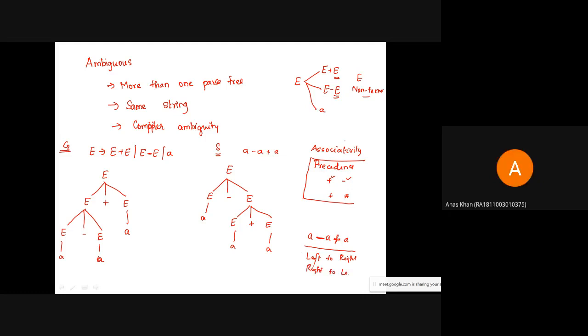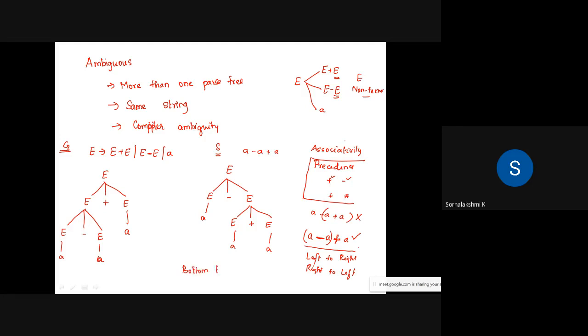Plus and minus, is it left to right or right to left? Left to right. So my execution should be like this, and this other one is not valid. This is incorrect and only this is correct. Now, I've told you that while understanding the parse tree, you have to go from bottom to top.